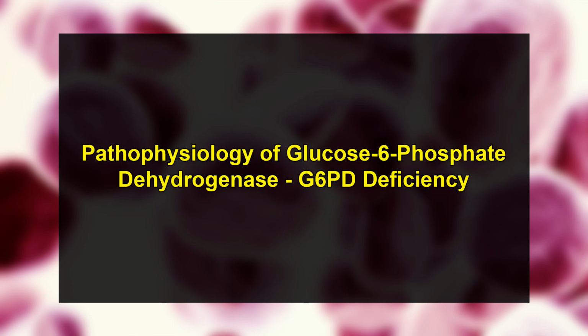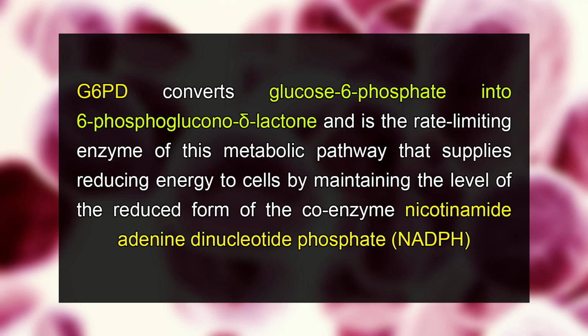Dear students, let's understand the pathophysiology of glucose 6-phosphate dehydrogenase deficiency. Glucose 6-phosphate dehydrogenase is an enzyme in the pentose phosphate pathway. It converts glucose 6-phosphate into 6-phosphoglucolactone and is the rate-limiting enzyme of this metabolic pathway that supplies reducing energy to cells by maintaining the levels of the reduced form of the coenzyme nicotinamide adenine dinucleotide phosphate, or NADPH.